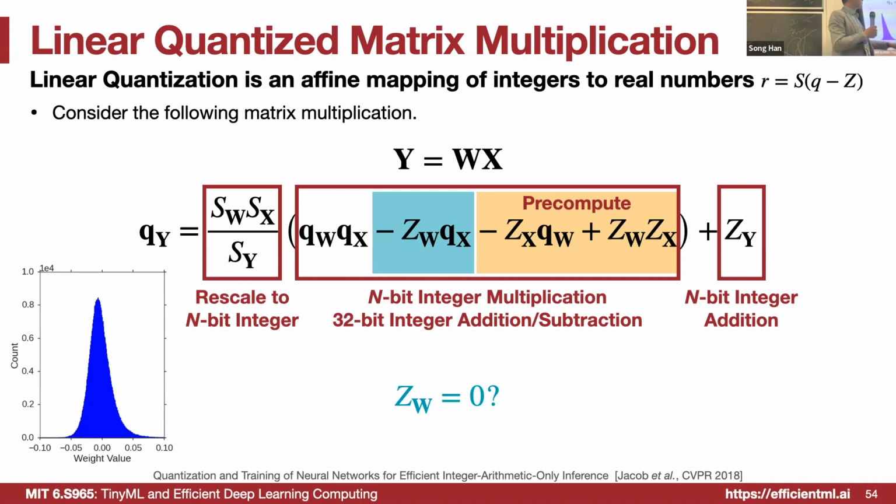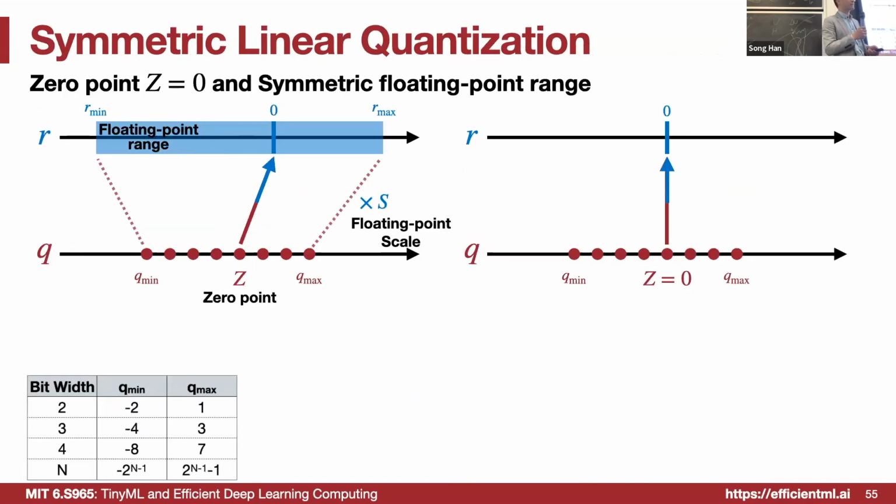By setting ZW to be 0, meaning that 0 in the quantized value will also be mapped to 0 in the floating point value, given the intuition that the weight distribution is roughly symmetrical. So let's see what happens if we set Z to be 0. So 0 will be mapped to 0. This is the integer representation. This is the floating point representation. Now the zero points are aligned. Previously, it's not aligned.